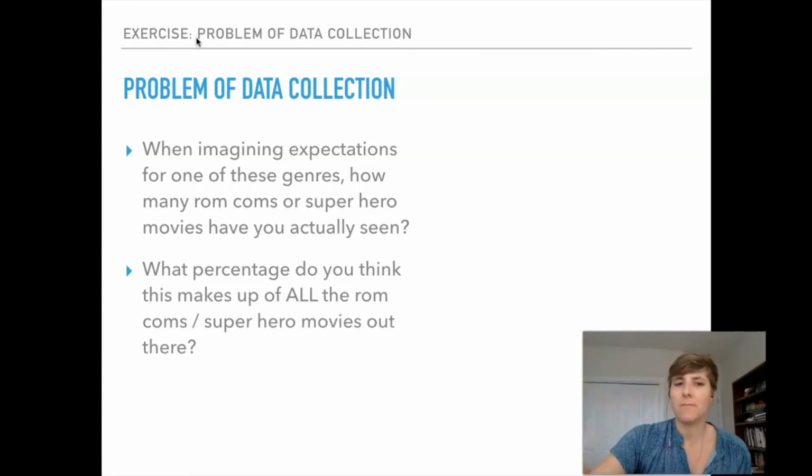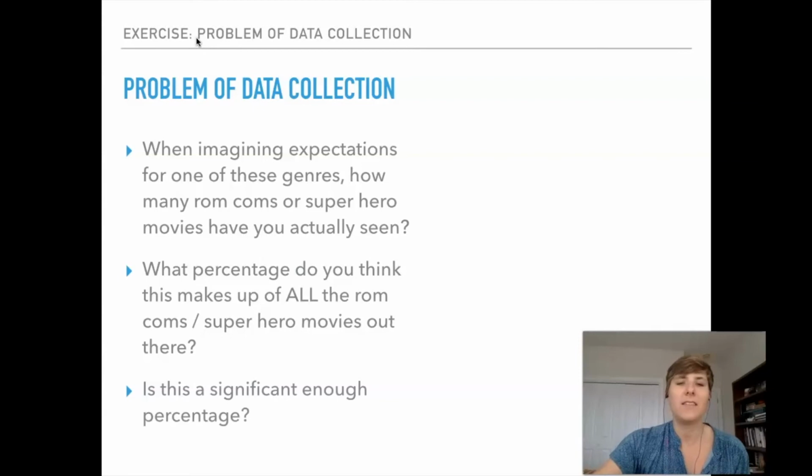So take that number, and then what percentage do you think this makes up of all the rom-coms or all the superhero movies or TV shows or books or content, right? Superhero stories that exist out in the world? It's probably a pretty low percentage, even having seen the entire MCU, right? It's probably less than 10%, I would bet. And rom-coms is probably even less.